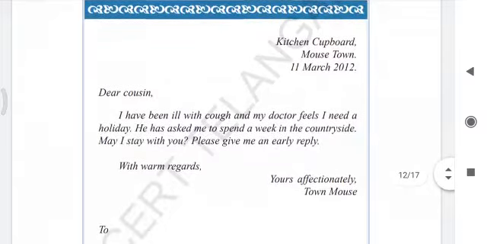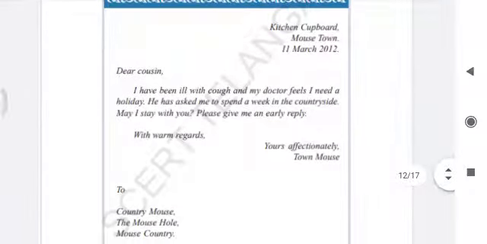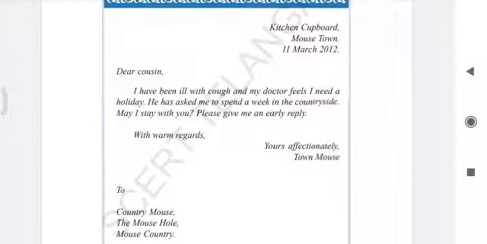So this is the letter we have. I'm zooming out. The letter is from Kitchen Cupboard, Mouse Town, 11th March 2012. That is on the top right corner, the from address. Dear cousin, I have been ill with cough and my doctor feels I need a holiday. He has asked me to spend a week in the countryside. May I stay with you? Please give me an early reply.